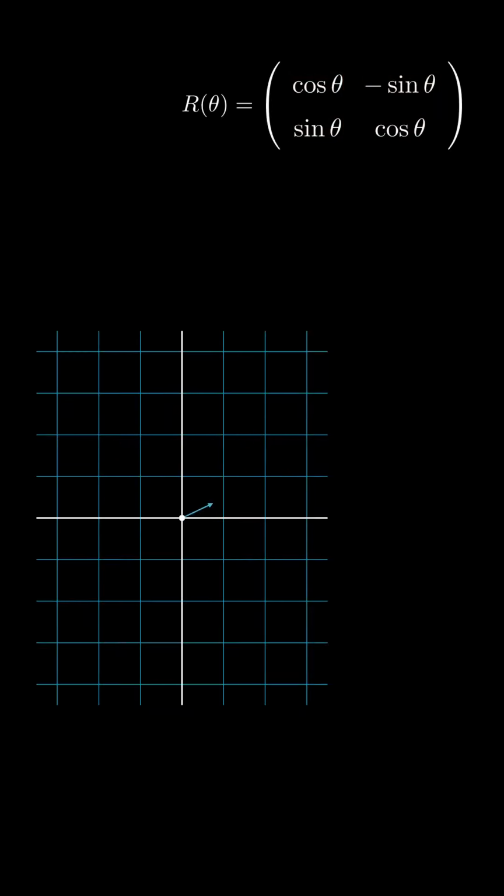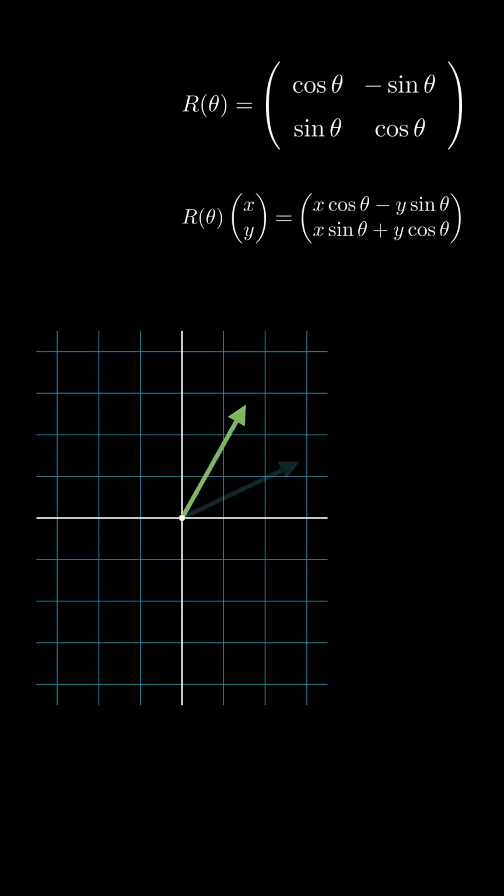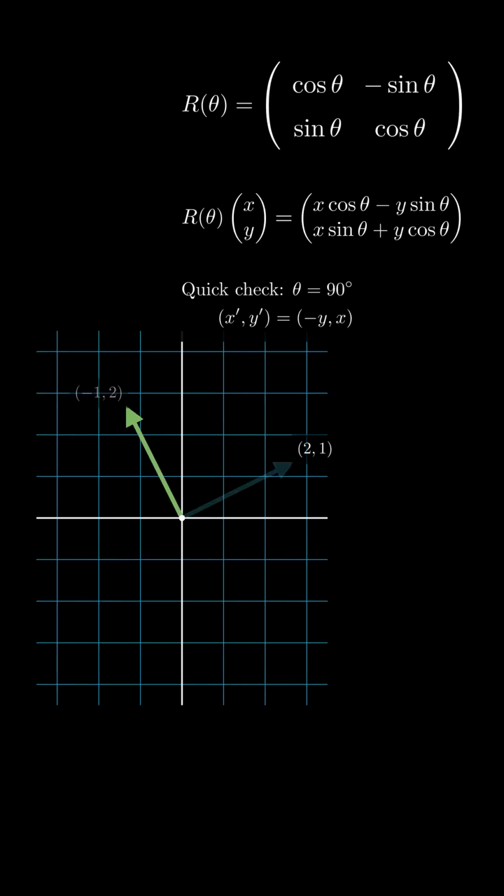Now, why does multiplying by the matrix give the correct rotated vector? In the standard basis, any vector with coordinates x and y can be written as x times e1 plus y times e2, and a linear transformation preserves this structure. So after rotation, R(theta) times the vector (x, y) equals x times R(theta) e1 plus y times R(theta) e2.